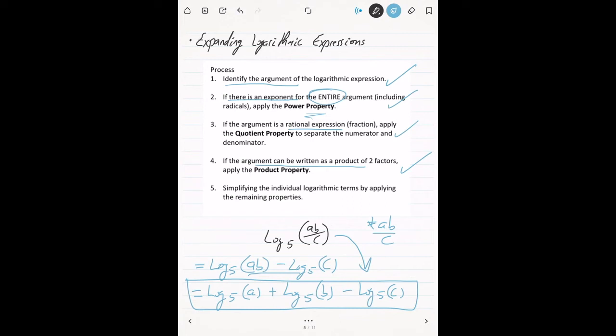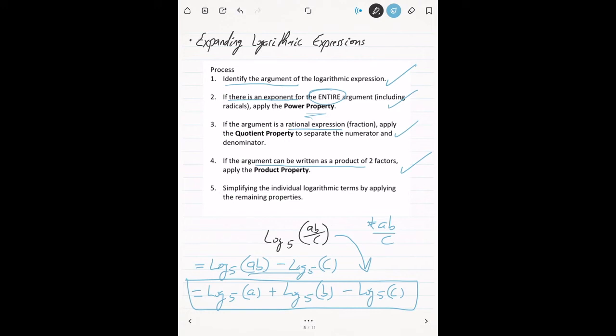Now, this might seem a little odd. This kind of seems counterintuitive to simplifying, but this will be helpful when we actually go and start solving logarithmic equations. So it's got to kind of be a little odd for right now, but once we start solving the equations, then it will make sense why we're doing this. So here we've gone and just used those really three properties.